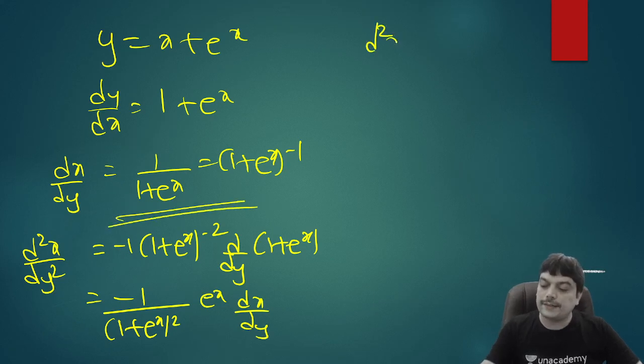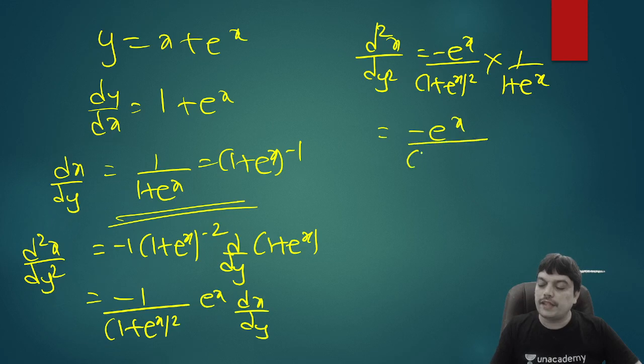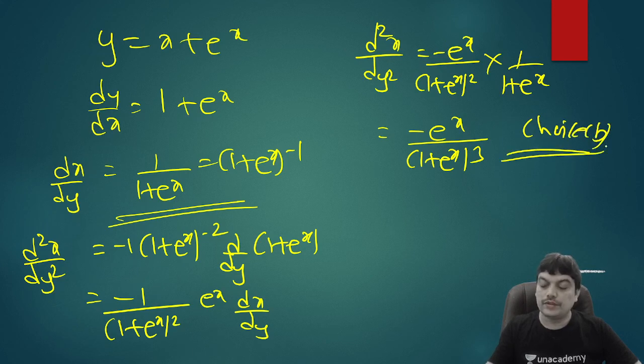So d square x by dy square equal to minus of e power x divided by 1 plus e power x whole square into dx by dy, you can write 1 by 1 plus e power x. So that will give you an answer minus of e power x divided by 1 plus e power x whole cube. And that's nothing but choice B. So this question is almost similar to the previous question, and this is quite simple also.